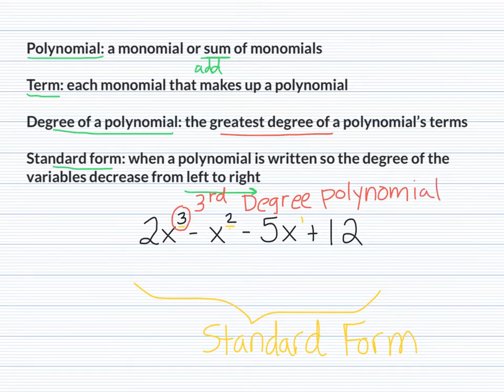Okay, we can figure out how many terms there are. So here's a monomial, that's one term. Here's a monomial, that's 2 terms. Here's a monomial, 3, and a monomial, 4. So it's a third degree polynomial. There are 4 terms.